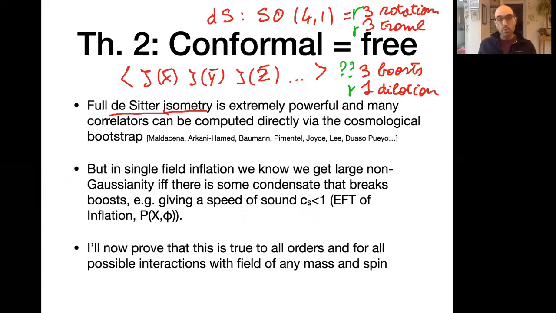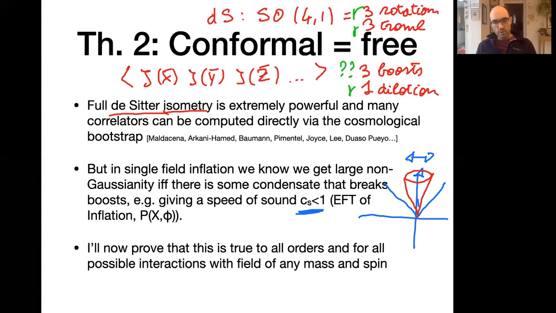And that clearly breaks boosts, for the simple reason that you can already imagine in Minkowski that what boosts do is move you on a parabola in, let's say, the future light cone. If you move at a speed less than the speed of light, you move on the sound cone, but the sound cone clearly is not invariant under boosts. If you boost, you move the sound cone to the left or to the right. So if you have a speed of sound different from one, you break boosts. In fact, the only models known that produce large non-Gaussianity in single field inflation and are also scale invariant are models in which the speed of sound is smaller than one.